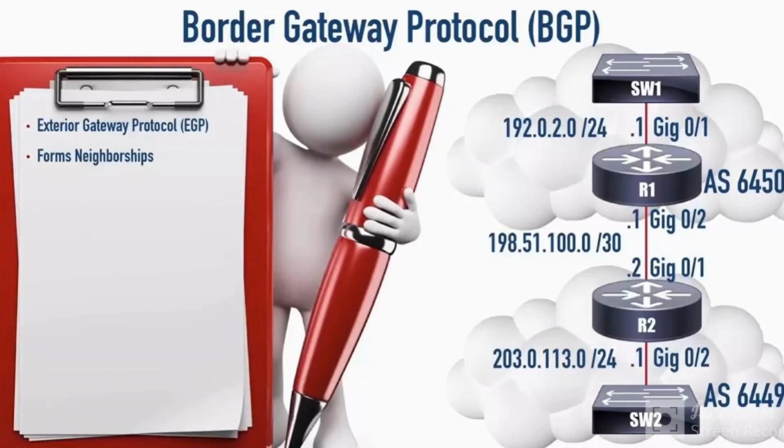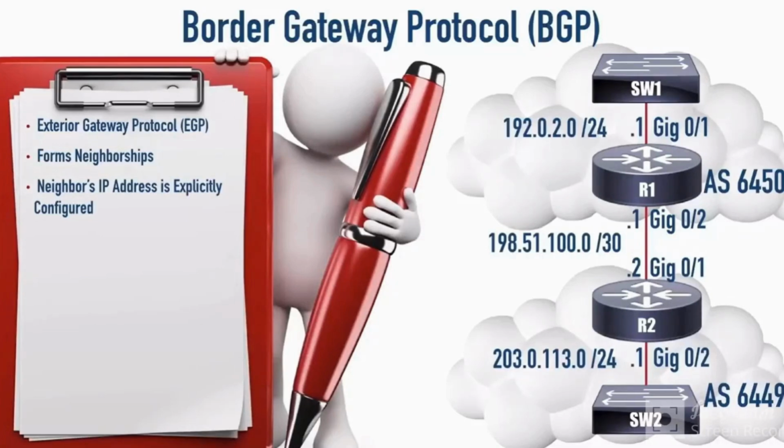But when we're forming this neighborship, it is very different than OSPF or EIGRP. With those protocols, we send out hello messages using multicast, and we dynamically discover our neighbors. We automatically form these neighborships. That's not the way it works with BGP. With BGP, we have to, in the configuration, explicitly define the IP address of our neighbor.